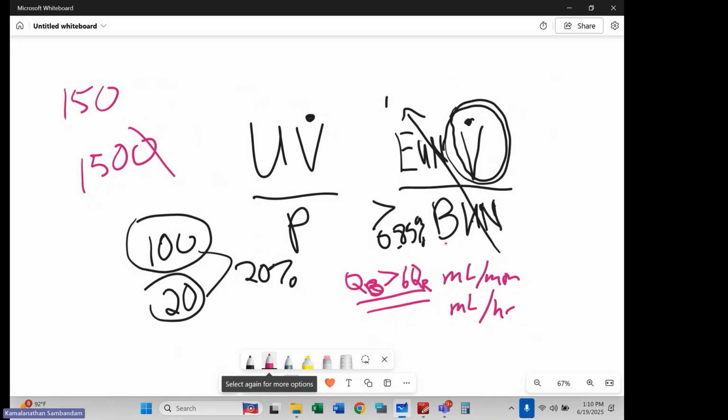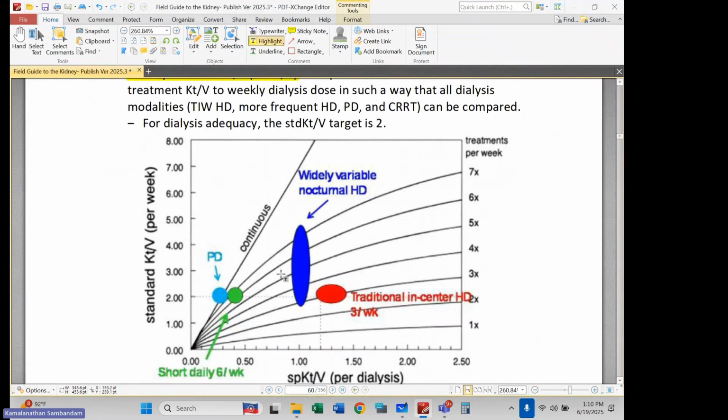So this is simply your K in KT over V, right? Clearance is calculable. You know how to calculate that. You know how to calculate V, of course. V is simply total body water. The T, for a 24-hour treatment like CRRT, is going to be 24 hours or 1,440 minutes, depending on the units you choose to use. So figure out what your single pool KT over V for CRRT is.